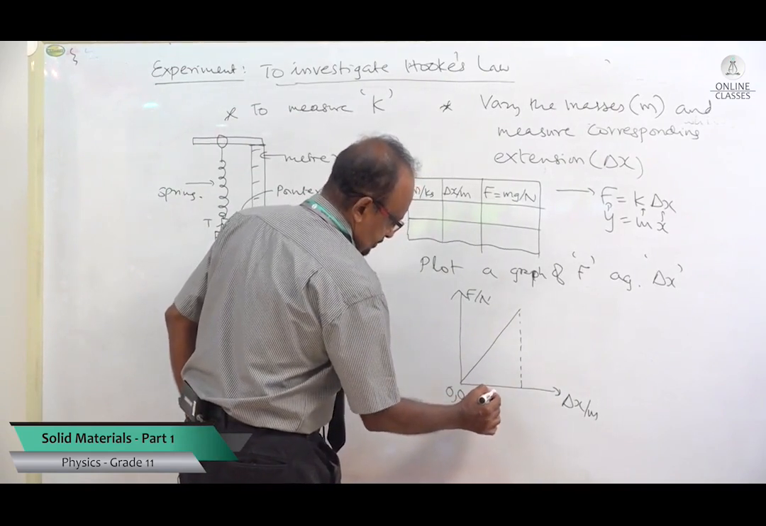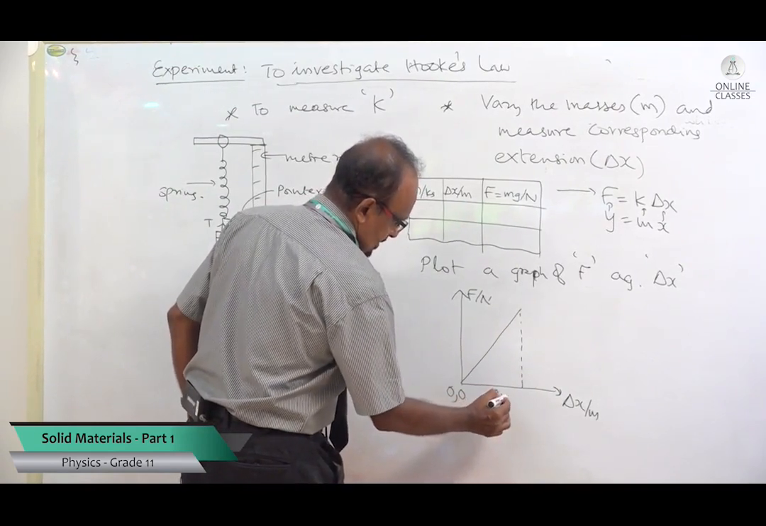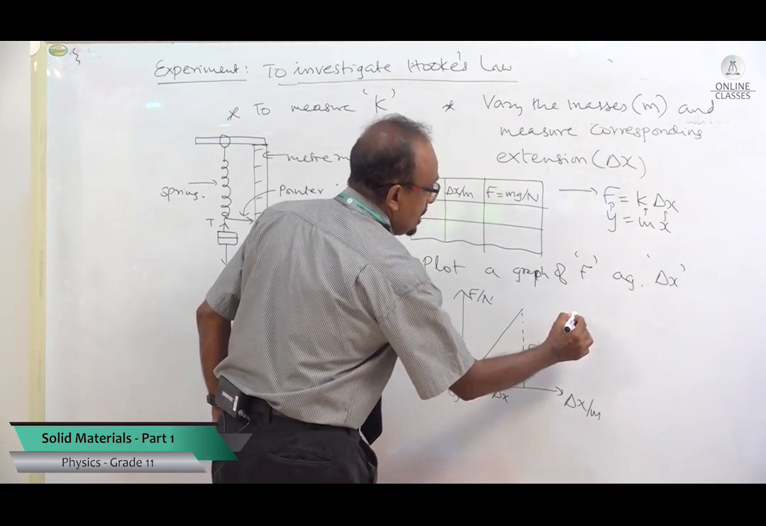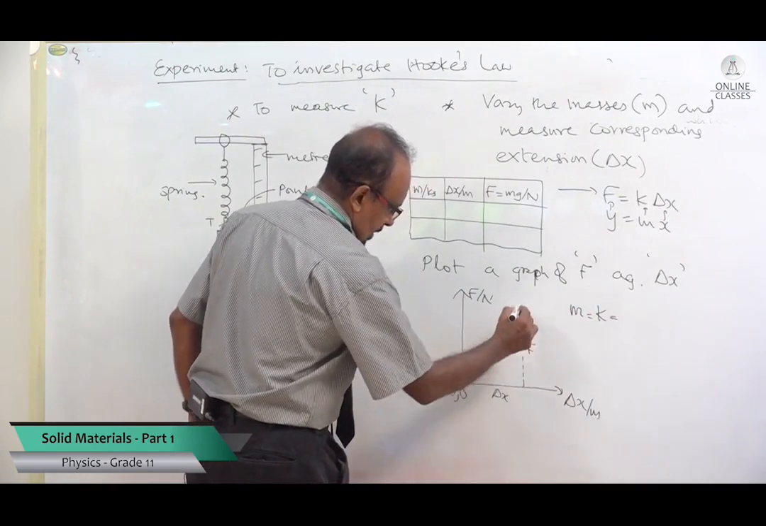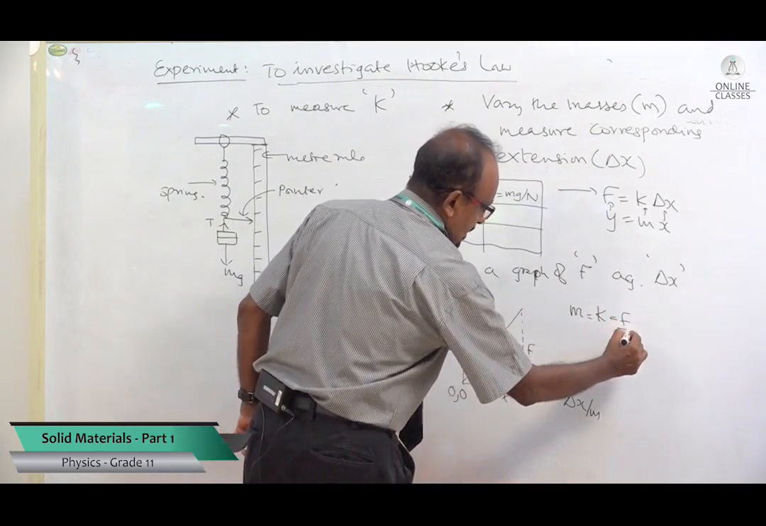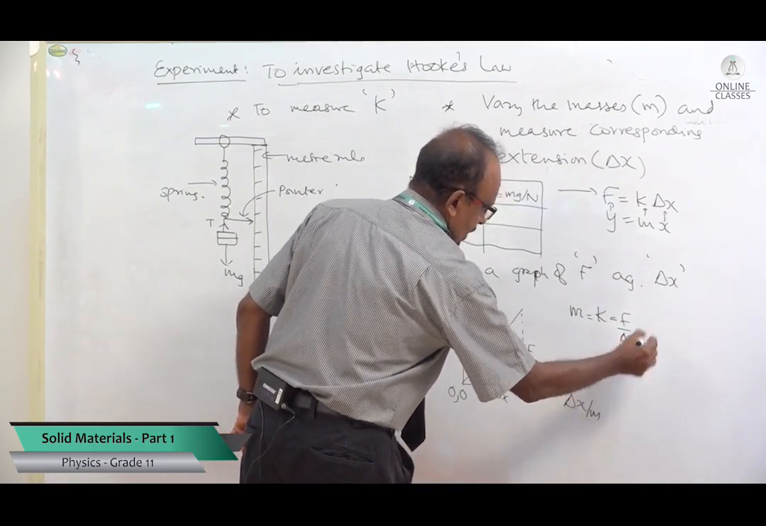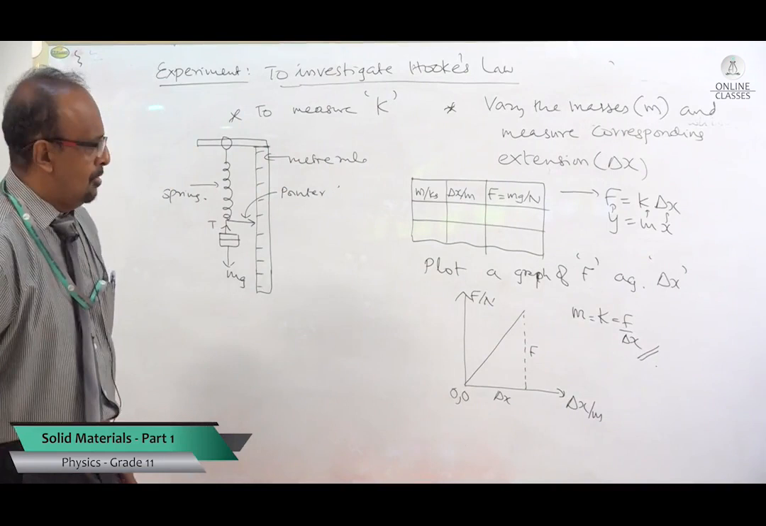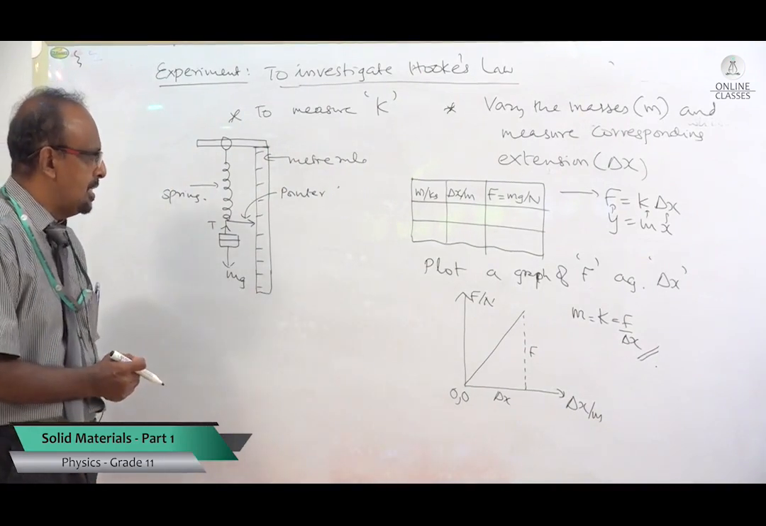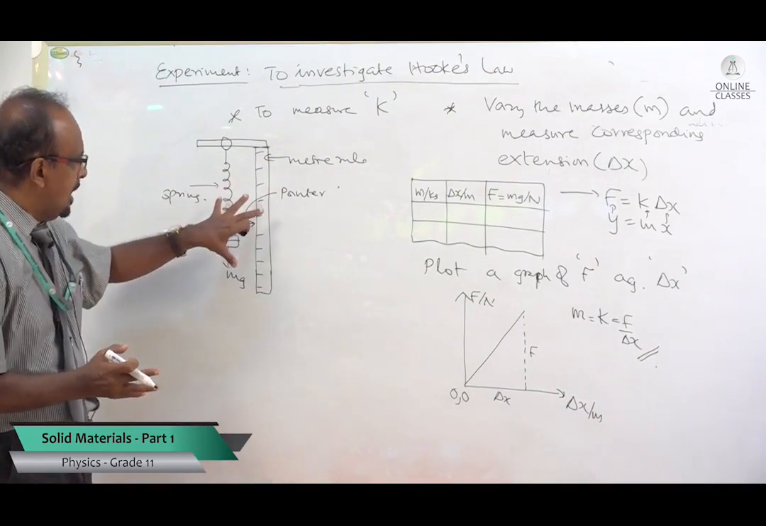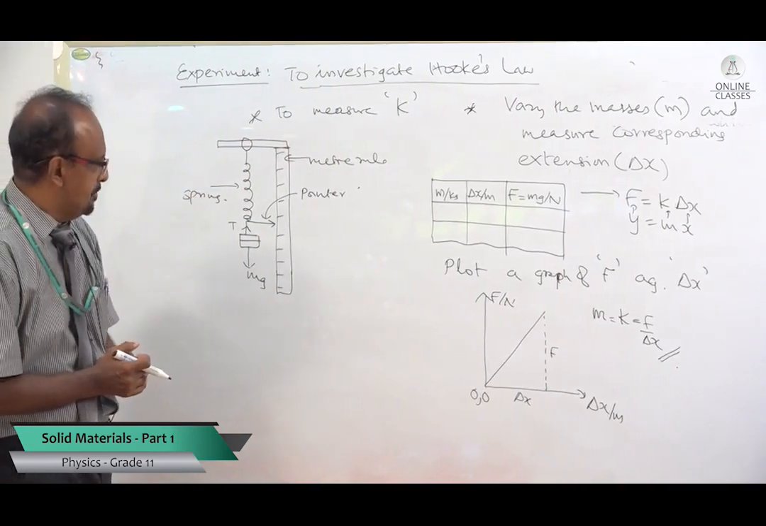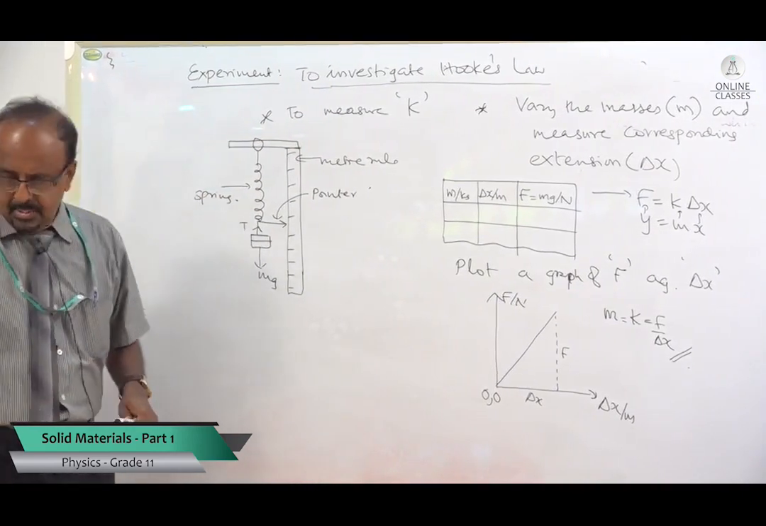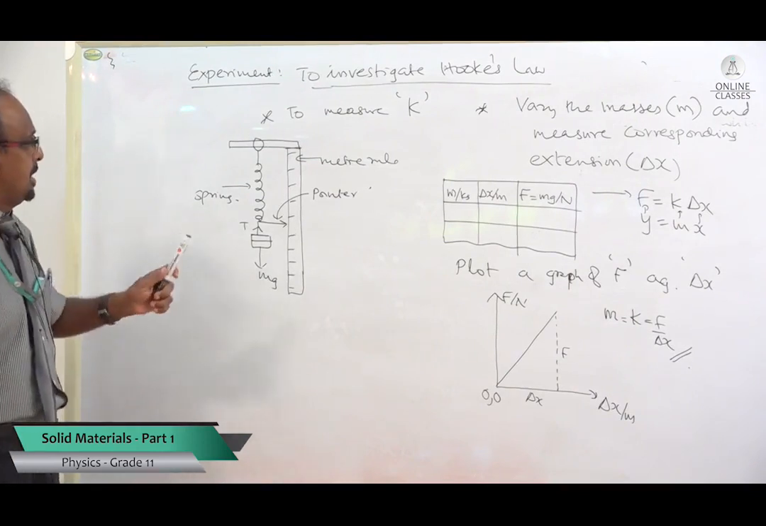Say this is delta x and this is force. So the gradient will be equal directly to k. So k will be equal to F over delta x. From this experiment you can find the spring constant. With the help of a diagram, briefly you can explain. Right, so this is the way we are determining the k value.